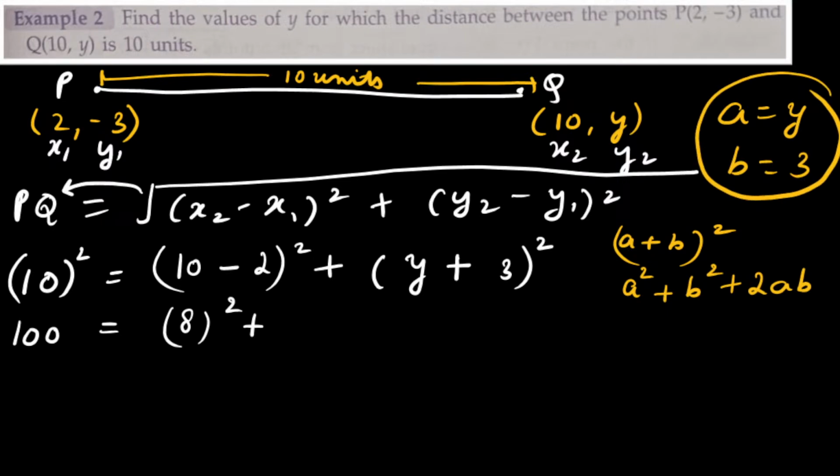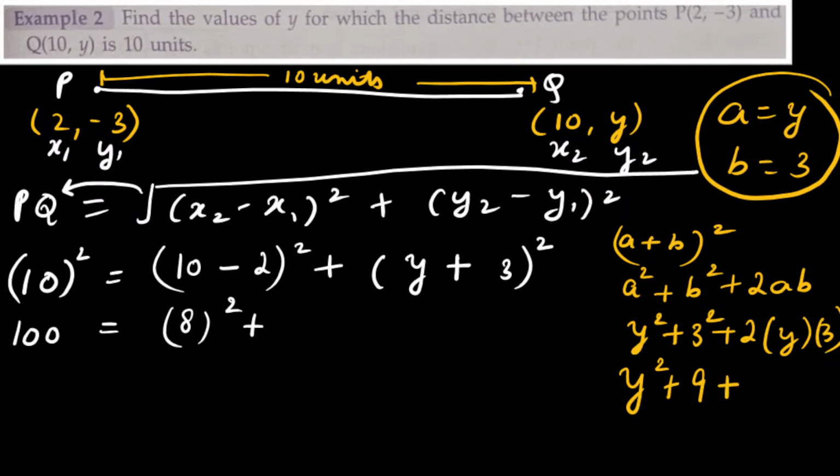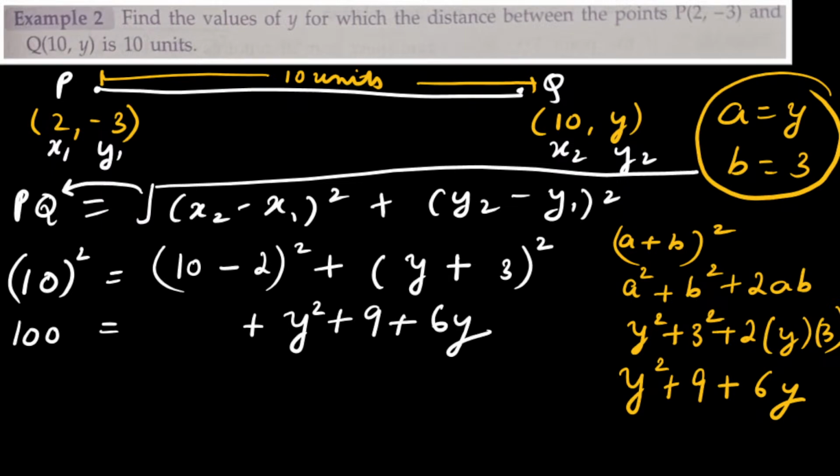So what will we get here? A square means y square. B square means 3 square. 2 into a, a is y, into b, b is 3. So I'll simplify: this is y square, 3 square is 9, plus 2 into 3 is 6, so 6y. This is the expression we get after doing its whole square. So directly I'll substitute y square plus 9 plus 6y, and in place of 8 square, we write its square, 64.